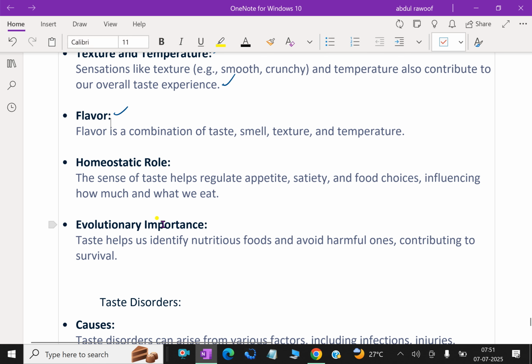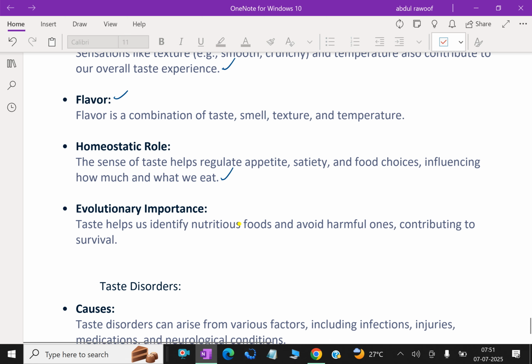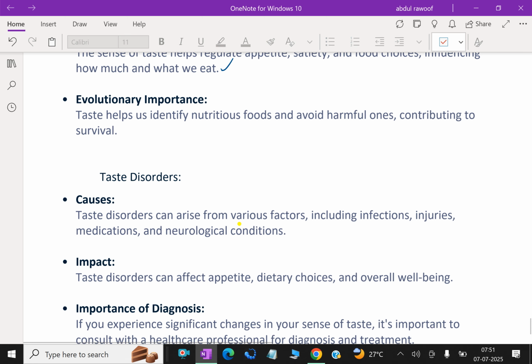Homeostatic role. The sense of taste helps regulate appetite, satiety, and food choices, influencing how much and what we eat. Evolutionary importance. Taste helps us identify nutritious foods and avoid harmful ones, contributing to survival.